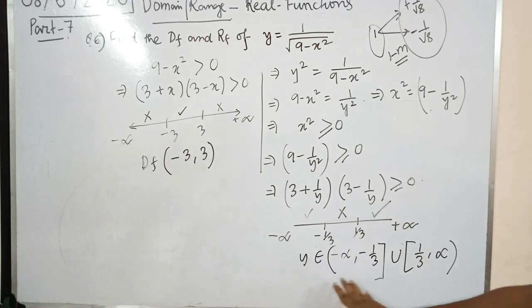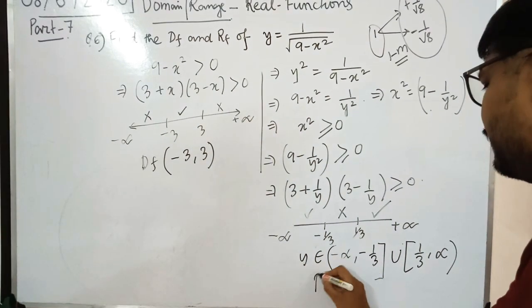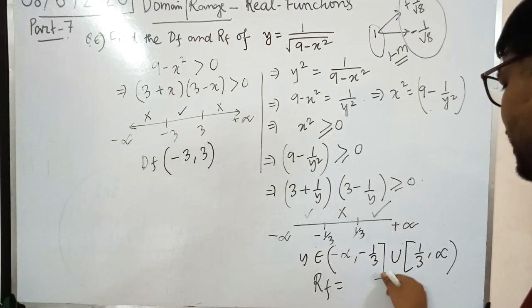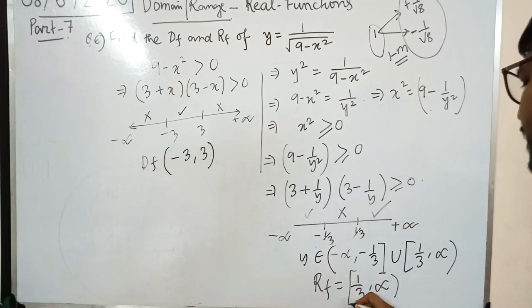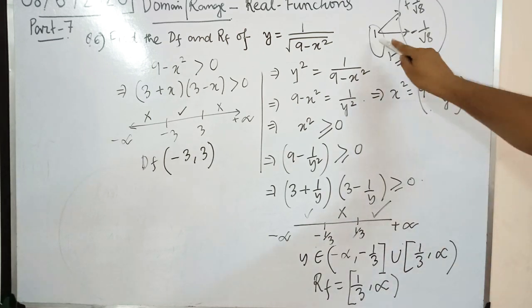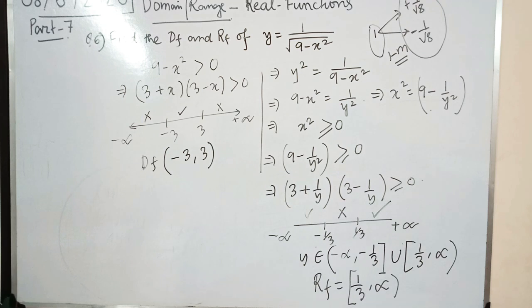So this negative part is ignored for the range, and although the y values cover this, remember, we take only 1/3 to infinity for the range. Again I repeat, why I take this: because I have ignored all the negative values of y, since then for one value of x there would be two images, and that would violate rule number 2 for a function. So this is the range for this.